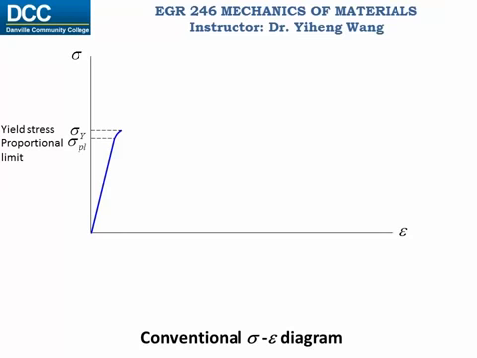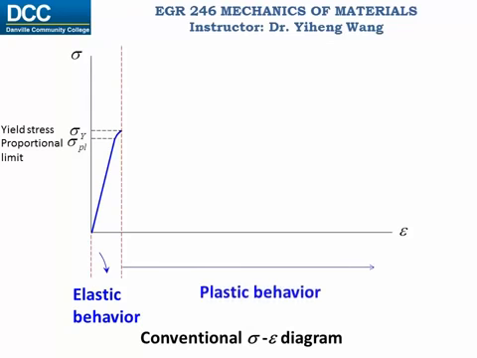That means before this point, the material is going through elastic behavior. And if we unload the specimen from the machine, it is able to restore the elongation and return to its original length and shape. But after the yield point, the material enters plastic behavior, which means that any deformation after this point is not fully restored. The deformation is permanent.